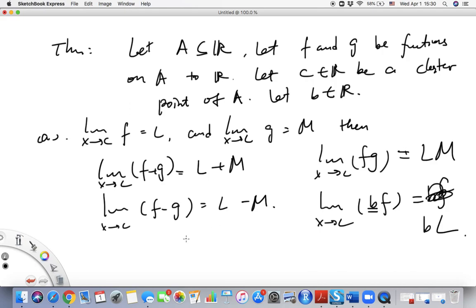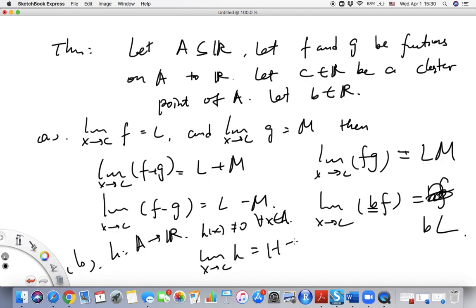Totally expected. And part b: if h is a function from A to R, and h of x is not equal to 0 for all x in A, and the limit as x goes to C of h is equal to big H, which is not equal to 0, then the limit as x goes to C of f over h is equal to L over H. So that's totally expected.